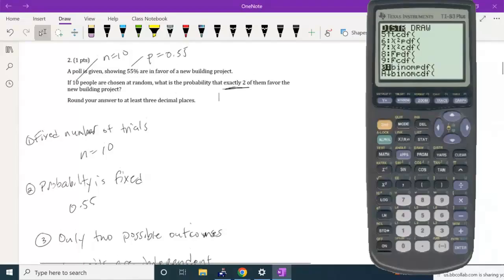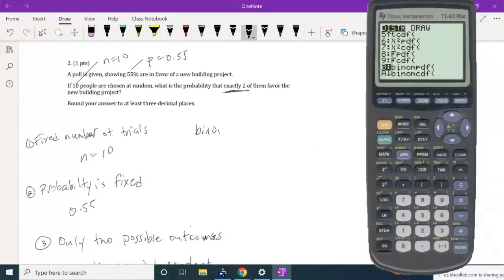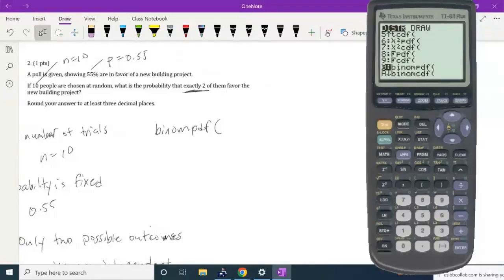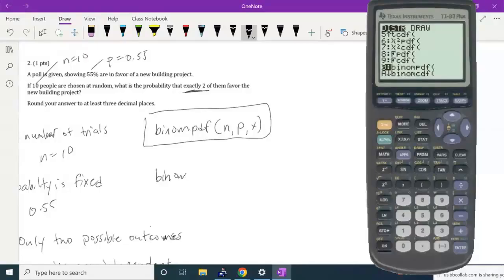The binomial PDF is used to find exact values. Okay. So we're going to put this in the calculator as binomial PDF. Remember, you have to give it 3 parameters. The first parameter is n. The second parameter is p. And that last parameter is x. Right, so we're going to put in those quantities. So n is 10, p is 0.55. And we want exactly 2 trials, so our x value is 2.